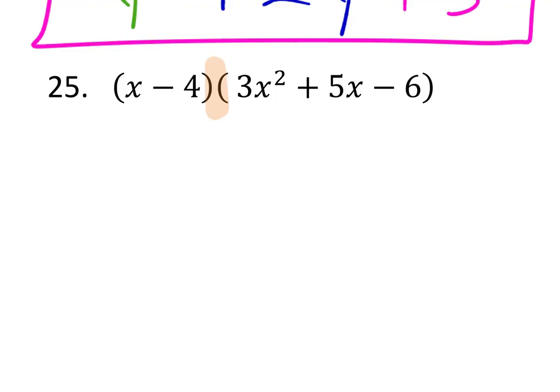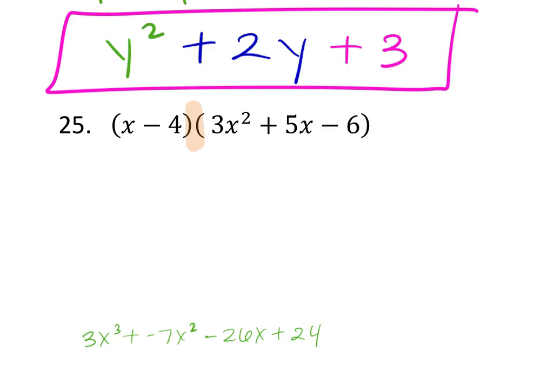Who finished this one? Chloe, what was your final answer? 3x cubed plus negative 7x squared minus 26x plus 24. Oh, minus 7x squared minus what? 26x plus 24. Anybody get that? Yeah. Yes? I got it. Anybody get something different? Okay, let's check.